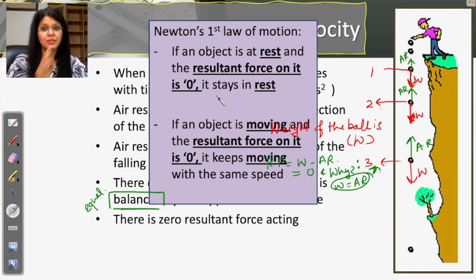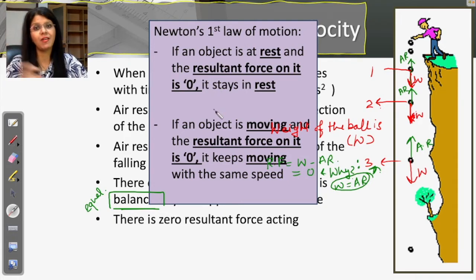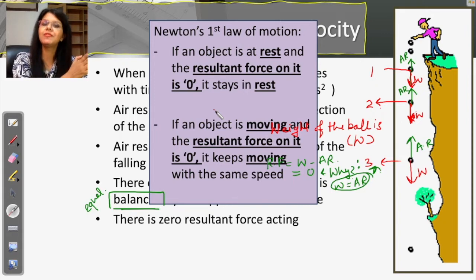Right? So Newton's first law of motion says if an object is at rest or in motion and the resultant force becomes 0 on it, it will stay in the same state of motion. If the object was at rest earlier, it will stay at rest. If it was moving earlier and the resultant force is 0, it will keep moving forever with the same speed.